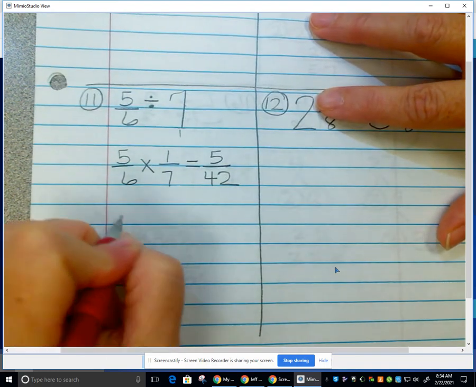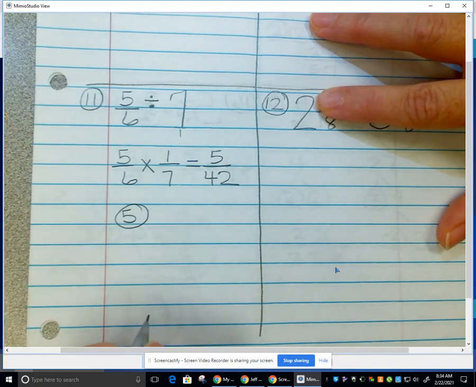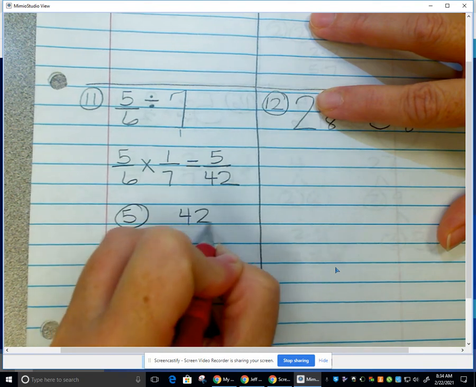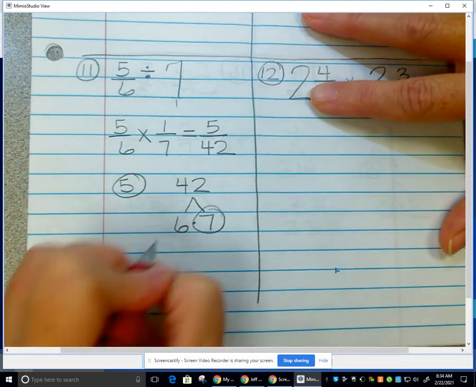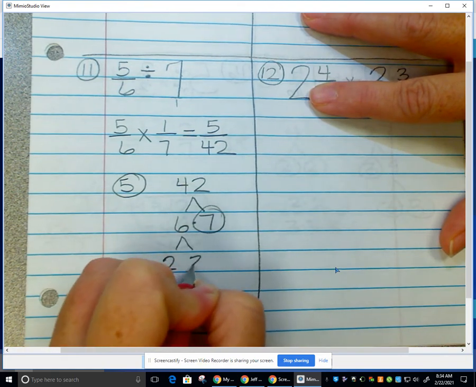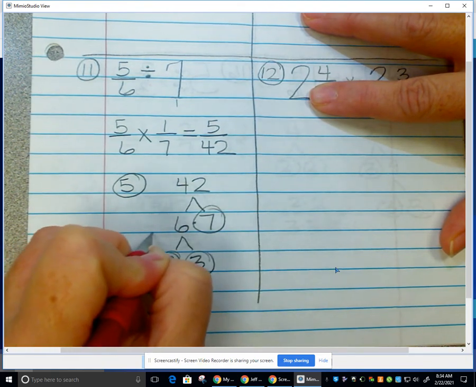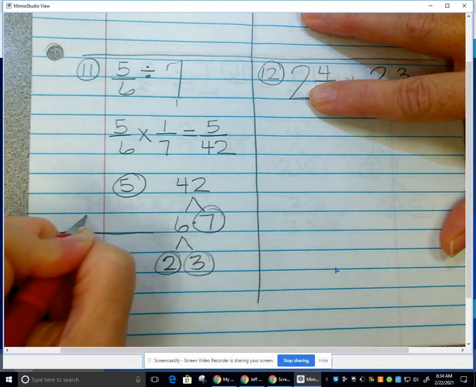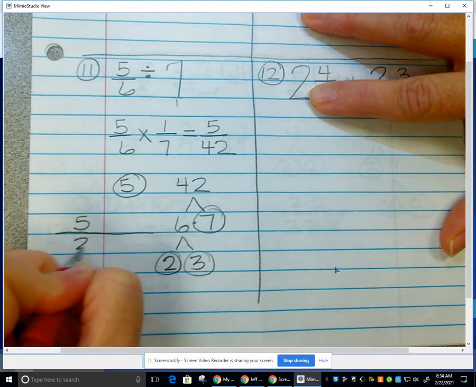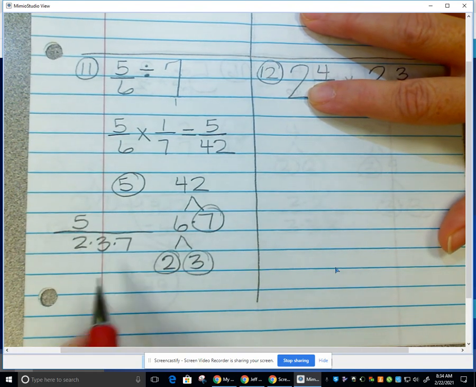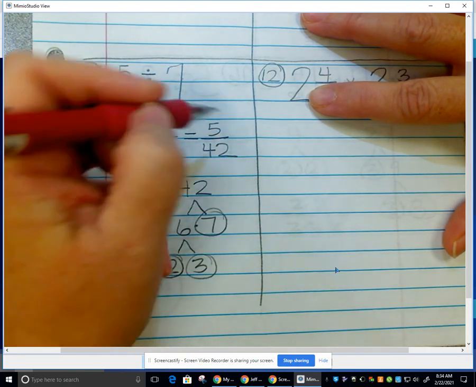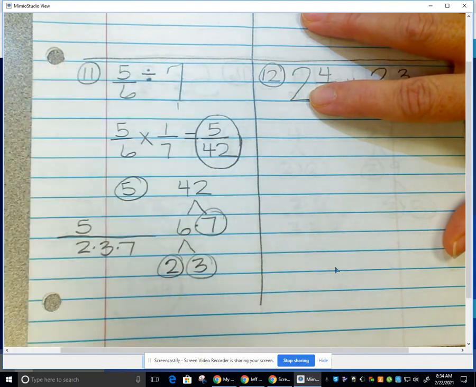When I factor that out, 5 is on the prime list. 42, 6 times 7. 7's on the prime list. 6 is 2 times 3. Prime, prime. Draw my line, put a 5 on top. 2, 3, 7 on bottom. Remember to always make sure you're in order least to greatest when you're listing them. Nothing matches, so 5 over 42 is final.